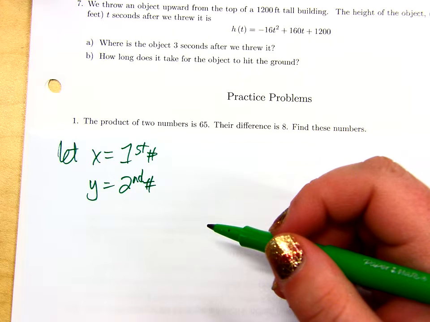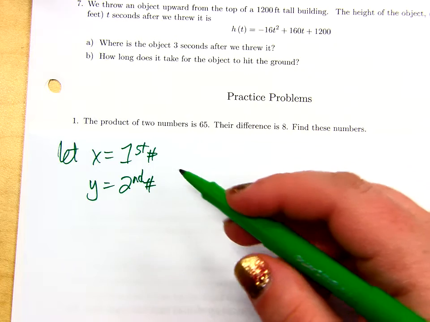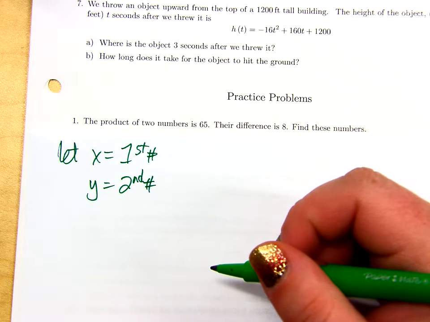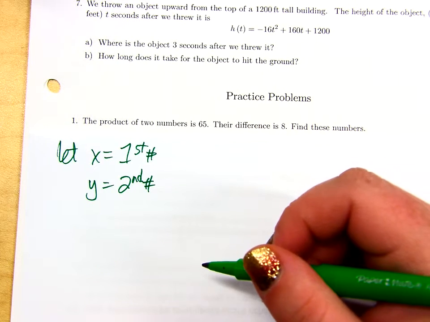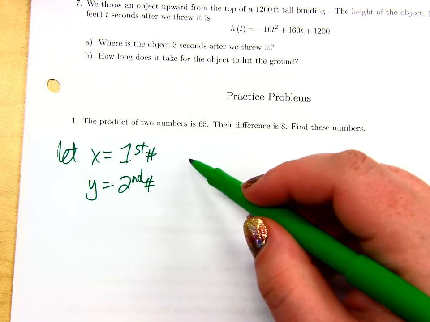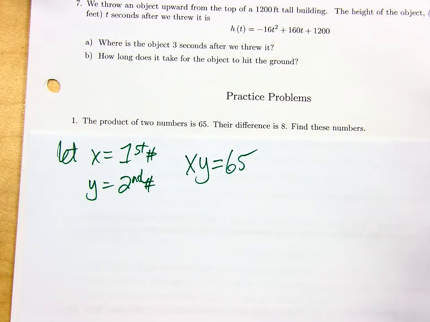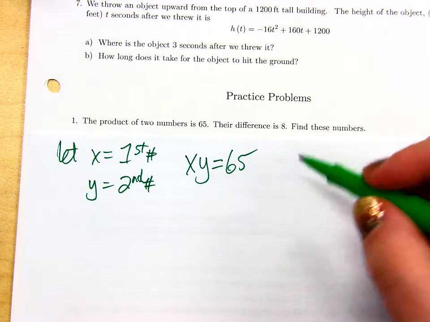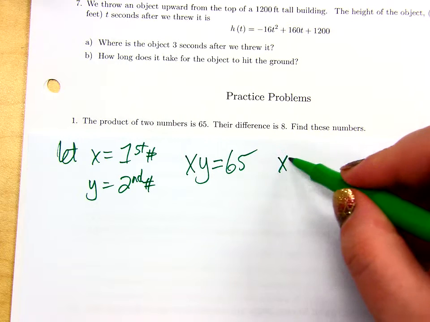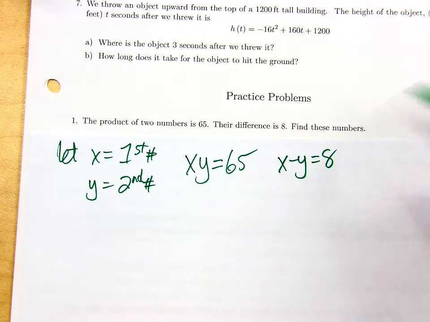Okay, how do we do? We get somewhere? Help me out with the first equation. It says the product of two numbers is 65. X times y equals 65. That's it, right? Product of two numbers, 65. My two numbers are x and y. Their difference is 8. That's it. X minus y equals 8.